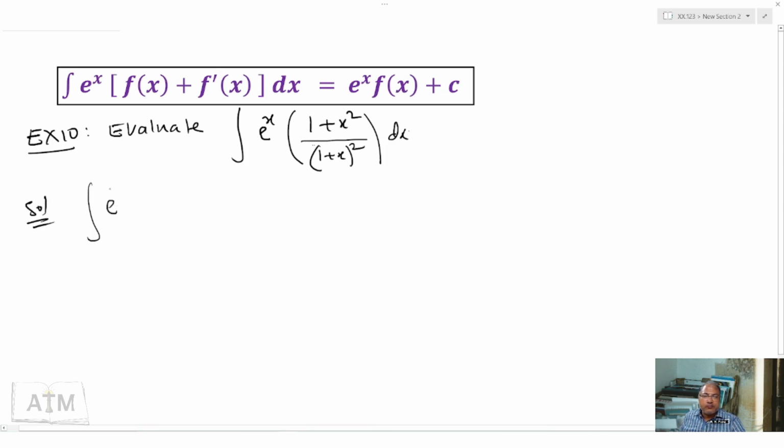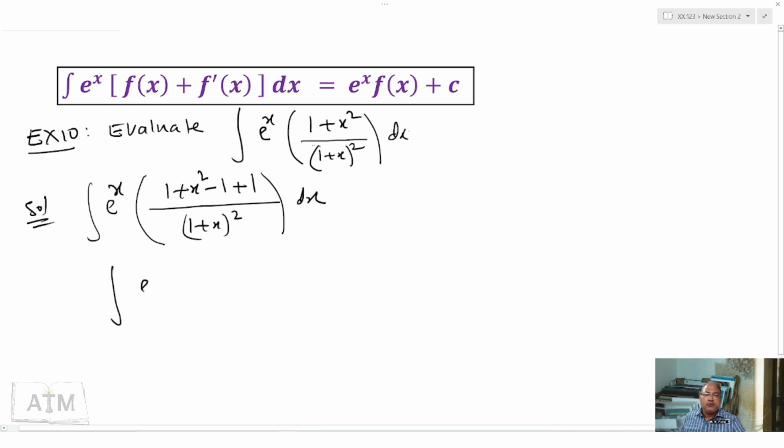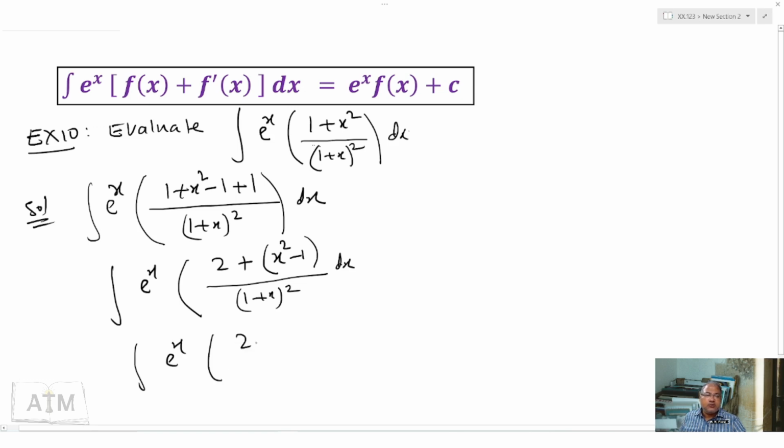We require some simplification here, adding and subtracting 1. So e raised to x, (2 plus x square minus 1) upon (1 plus x) whole square, with respect to x. Then e raised to x, taking minus common, 2 minus (1 minus x square) upon (1 plus x) whole square, with respect to x.